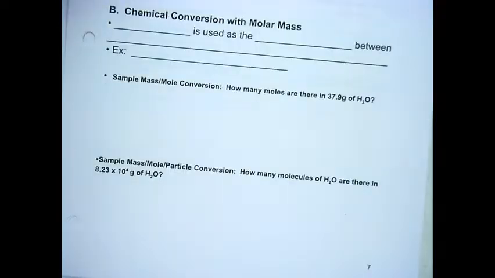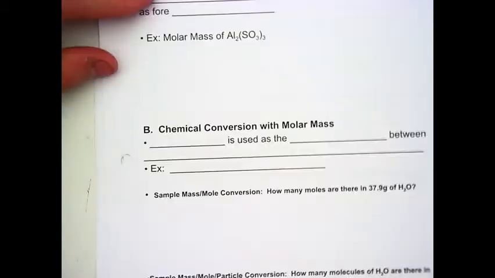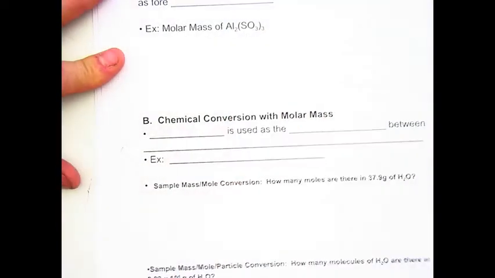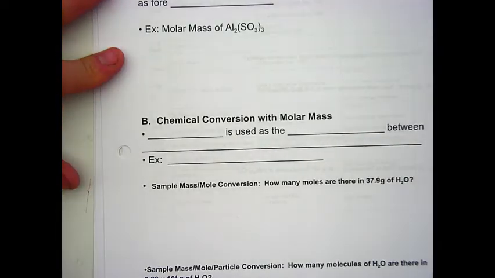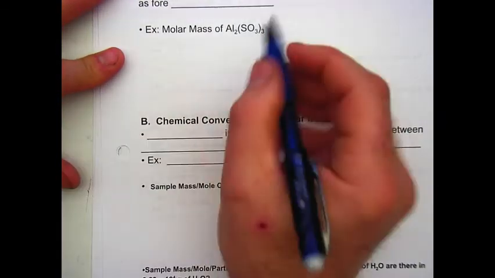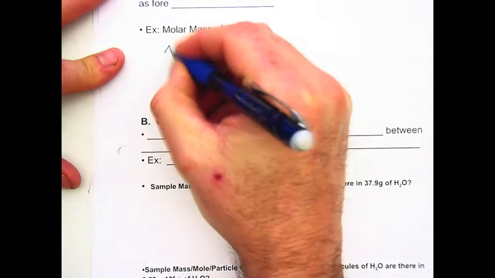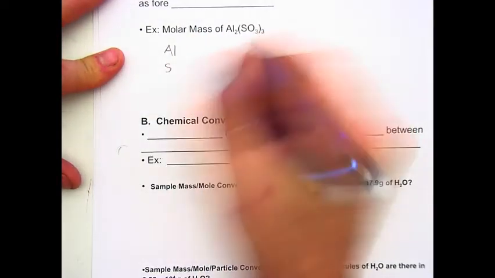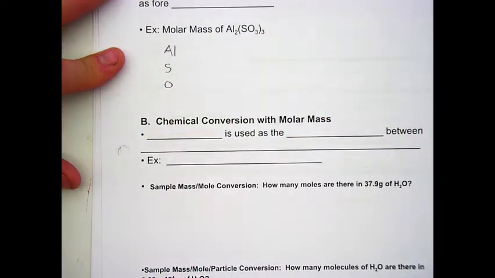Now the next example we're going to look at is a bit more complicated. It is aluminum sulfite, an ionic compound. So we're going to look at this again. We list out each substance present. We have aluminum, we have sulfur, and we have oxygen.